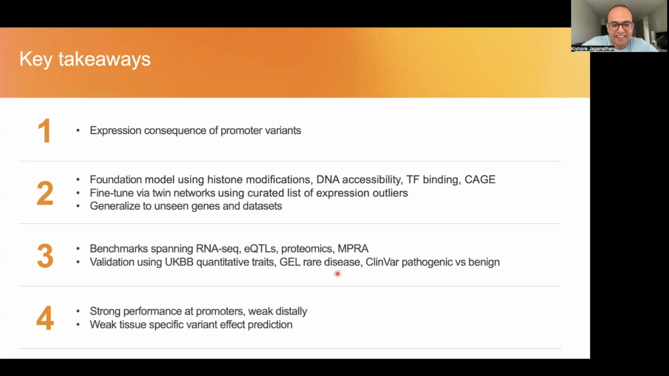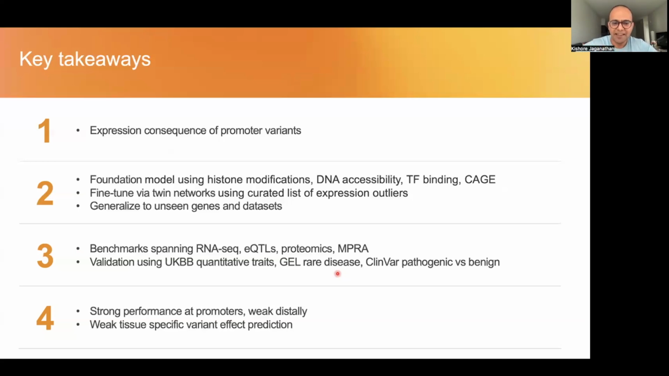The main takeaway is that we see a strong performance. Again, we don't speak about any tissue-specific prediction here. All of these variants detected by PromoterAI are ones that broadly alter expression across multiple tissues. The strong performance is at promoters, and we are defining promoters as the TSS location plus minus 500. We do not recommend using these models outside that window. Within that window, it's very, very reliable.